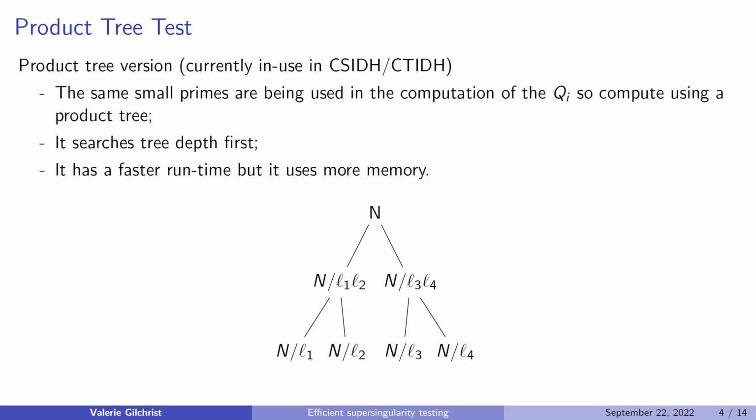A quick recall of how a product tree works: our goal is to find, upside down, these leaves at the bottom. We start at the top and work our way down one of the branches. To get the first two leaves at the bottom, we compute this intermediary value N over L1 times L2. We then multiply by L2 to get that first leaf. Once we've checked that it's a divisor, we can throw it away and go back up, because we held on to this N over L1 L2.